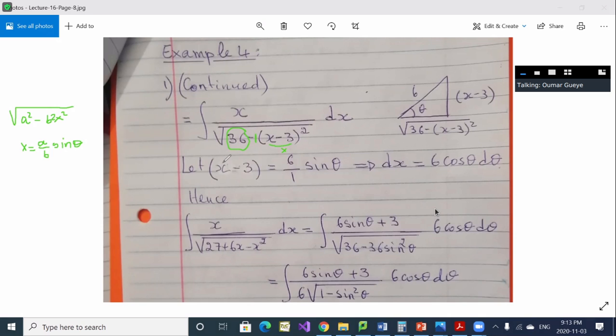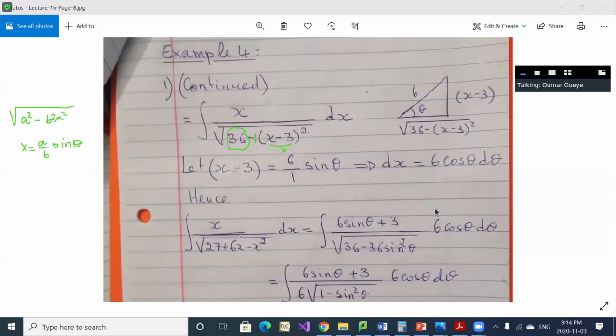So when you calculate dx here, we're going to have just dx, and this is a constant, the derivative is going to be 0. So you differentiate your right hand side, you'll get 6 times the derivative of sine, which is equal to cosine theta d theta. And now we're ready to substitute. Okay, so we substitute here x by its value.